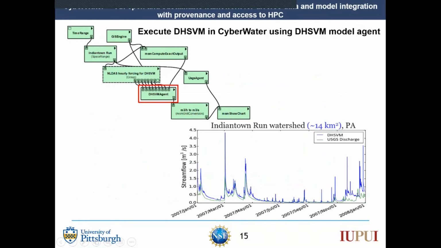And this is an example where the DHSV model is integrated into the CyberWater system using the model agent approach. This is a DHSV model agent. And you again use our data agent to bring in the forcing data. In this case, the forcing data for the DHSV model is different from the VIC, so you use a different data agent. And again, you compare it with the USGS. And here is the result.